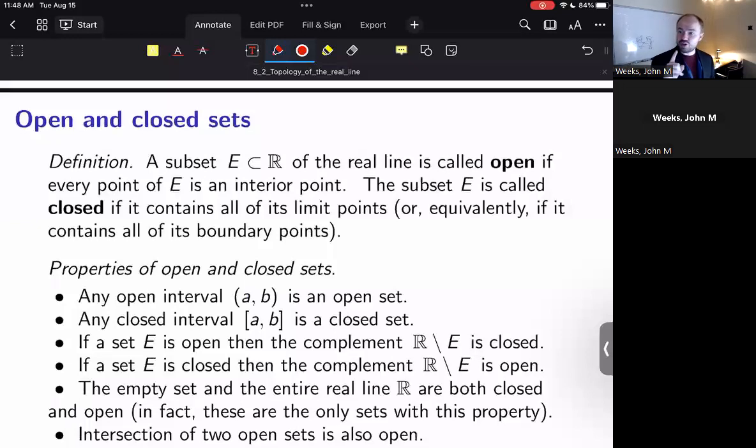Notice that the opposite is already true. Every interior point is already a point of E. However, we're saying that a subset is open whenever you can flip that: every point of E is an interior point.